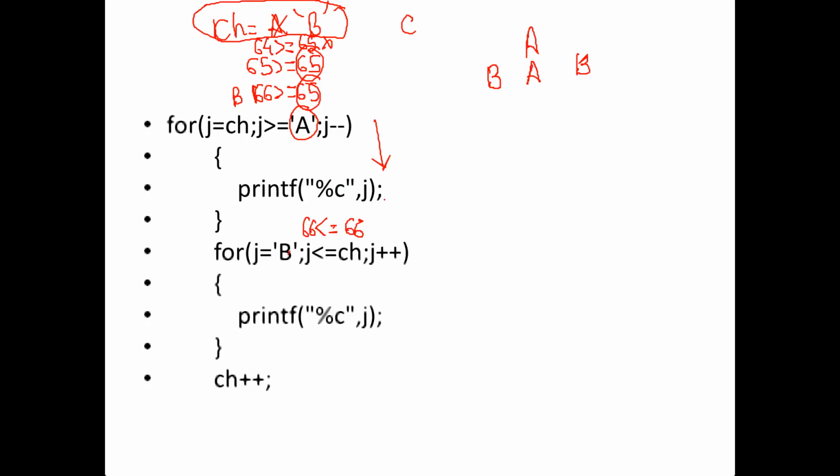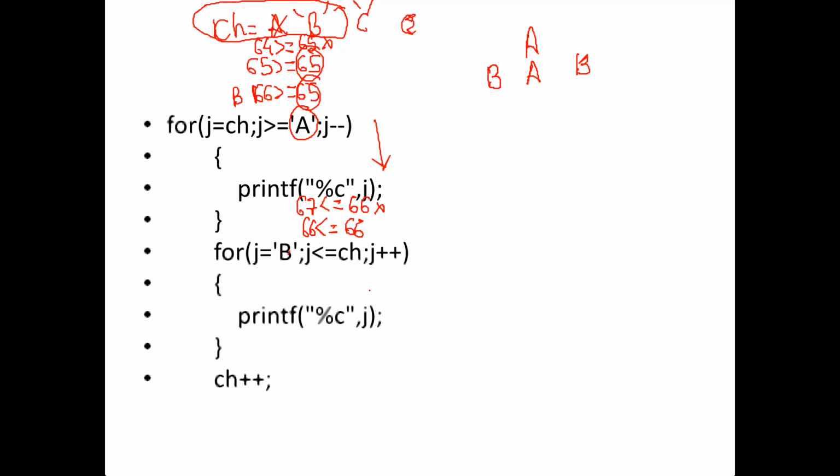After it is printed, you will do J++. J will become what? 67. 67 less than or equal to 66. Condition false. You won't be able to enter inside. Means done the task. Do the CH++. CH++ means your character will become C now.